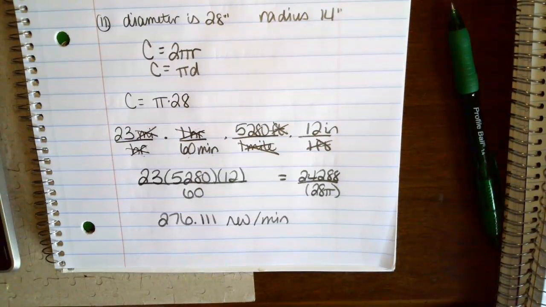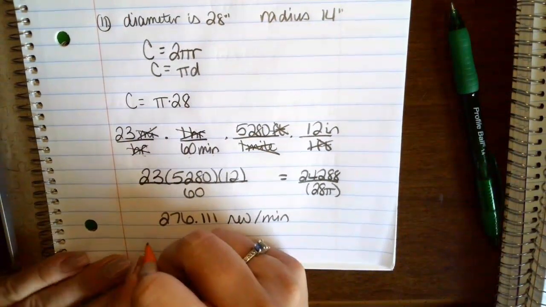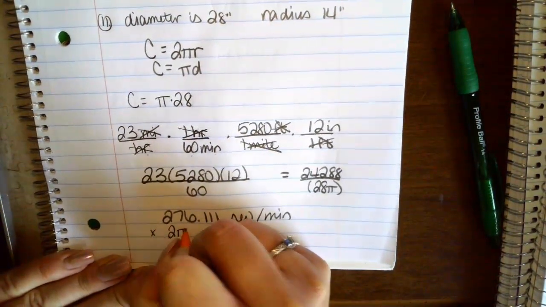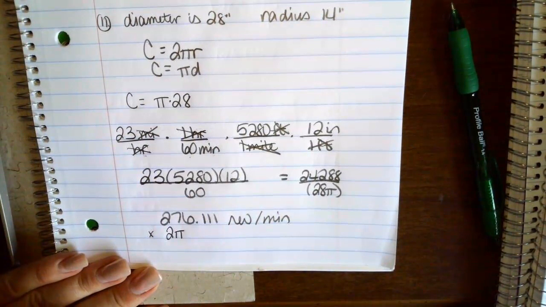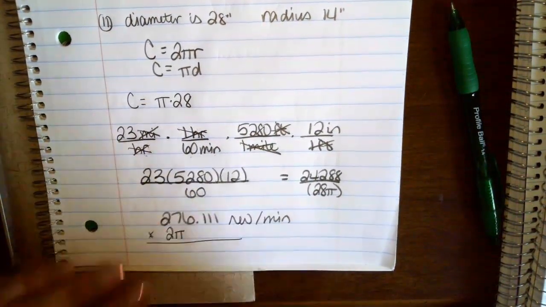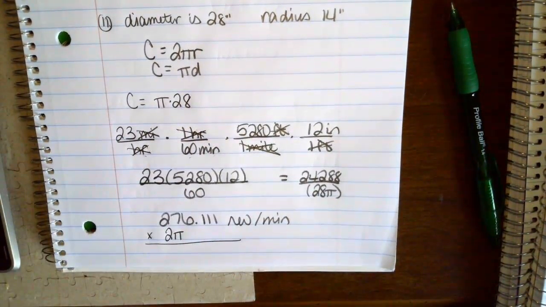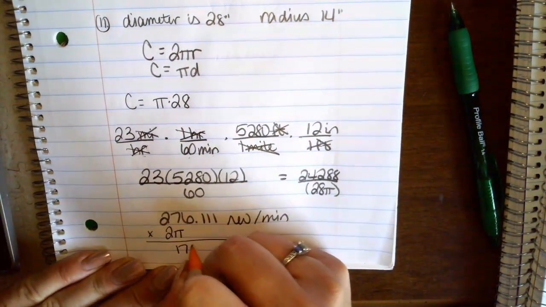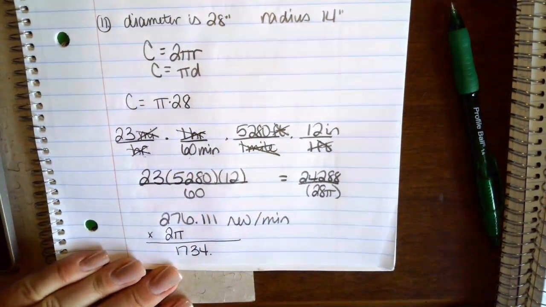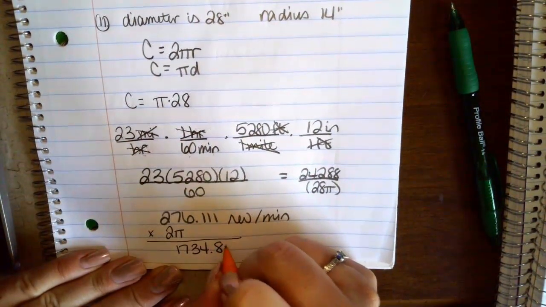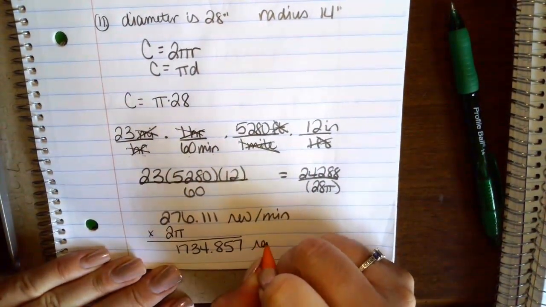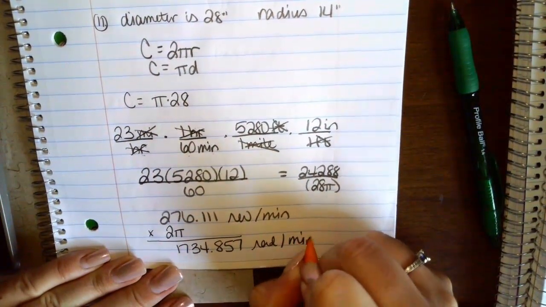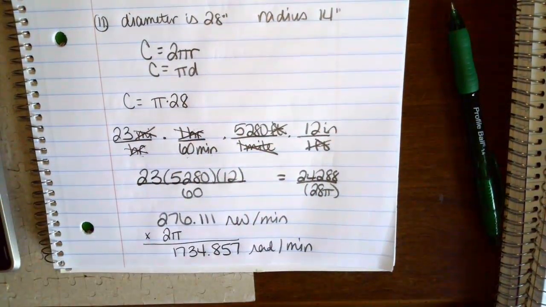So when I do that times 2 pi, which is 1 revolution in radians, I'll find out what my revolutions per minute in radians are. So 2 pi gives me 13,043.857, and that's in radians per minute. So that'll allow you to do the last few problems on this section.